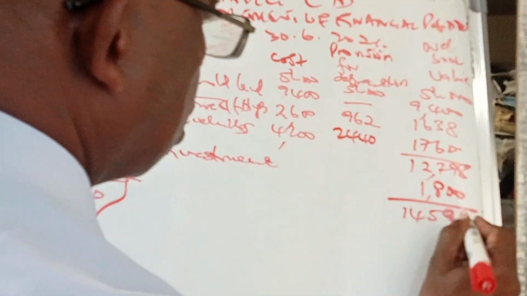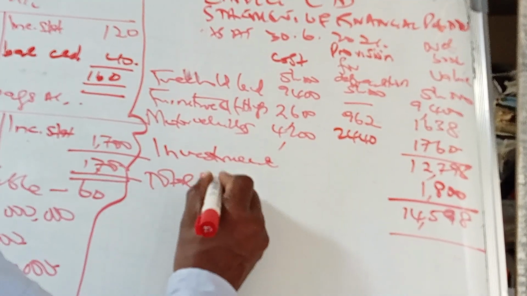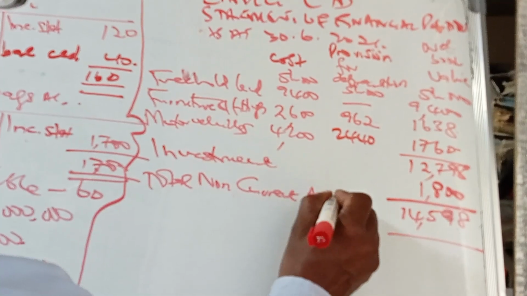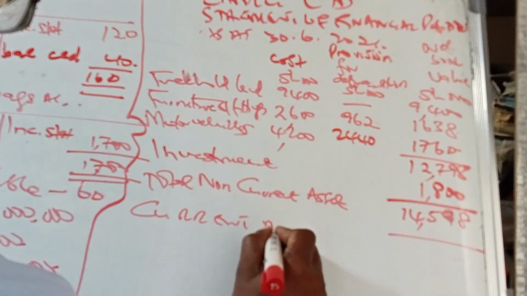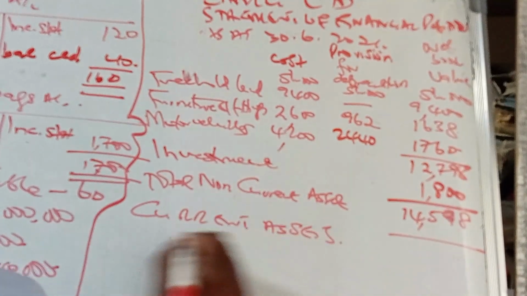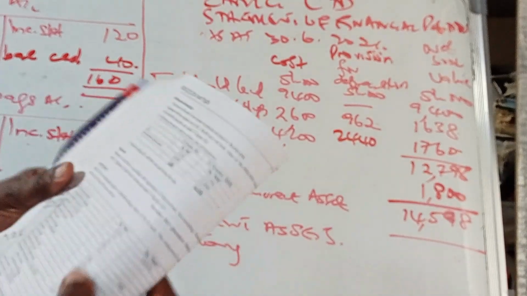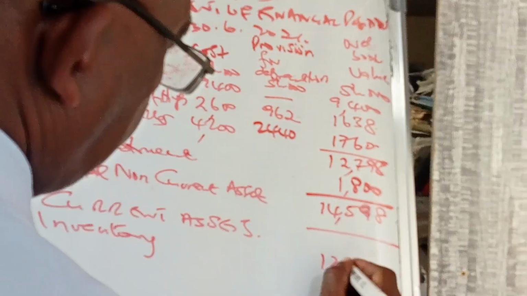14,598 total non-current assets. So we go to current assets, and we always start with inventory. The first item at the adjustment is a total of 40, so the opening inventory is a total of 40.